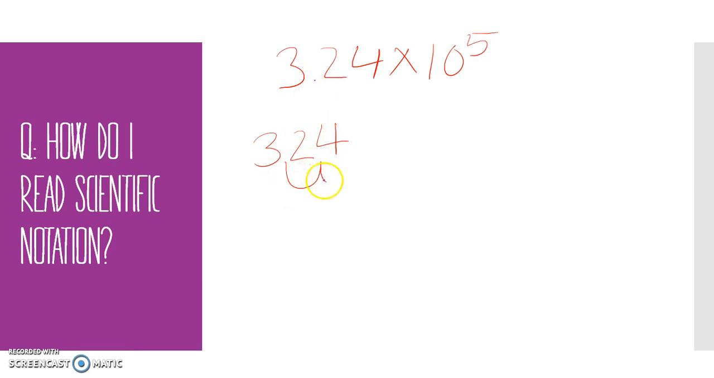So 1, 2, 3, 4, 5. And as you've learned probably since kindergarten, 0 is a space filler. So that's what we're going to do right here. 1, 2, 3, 4, 5. There you go. So that's pretty much how you read scientific notation. It's not as hard when you go into it like that. So we're going to do another practice problem.